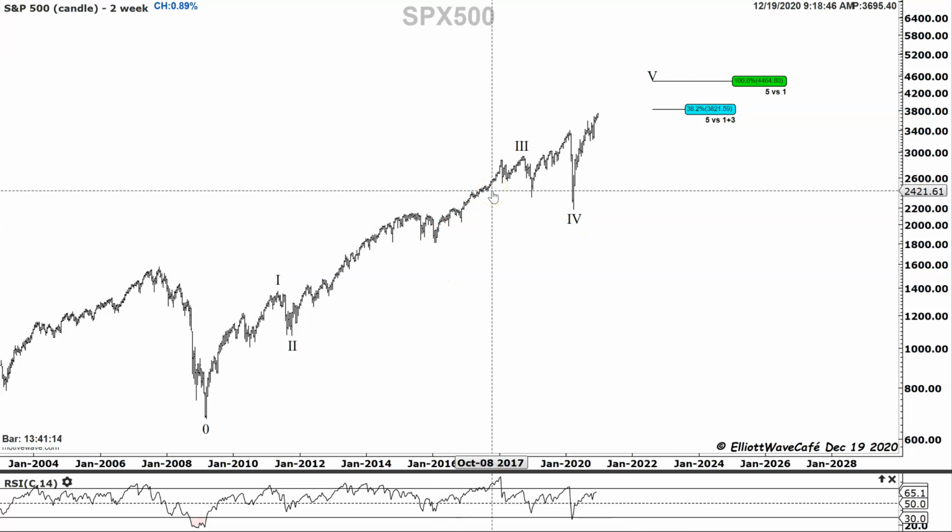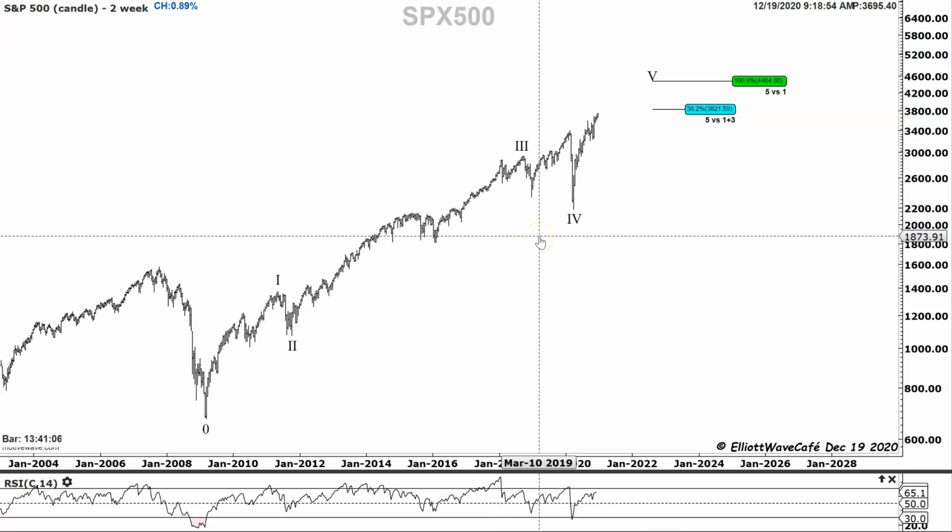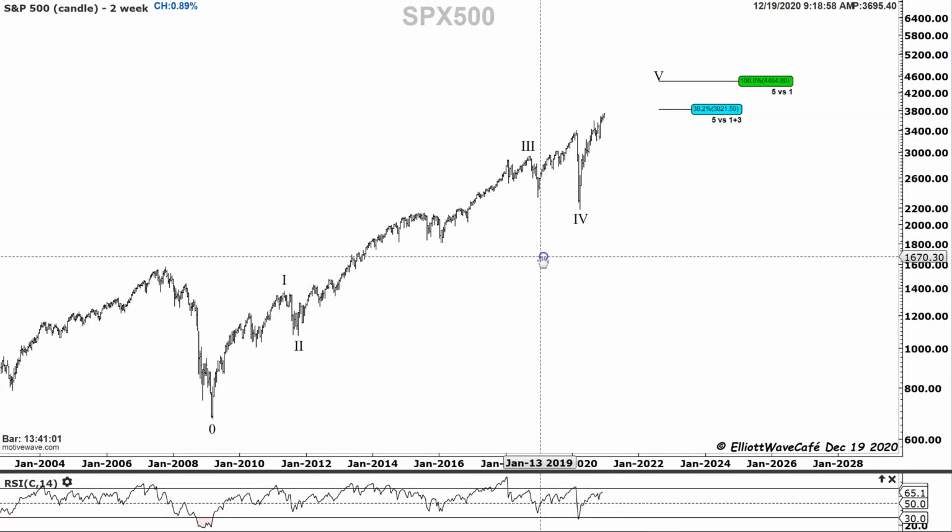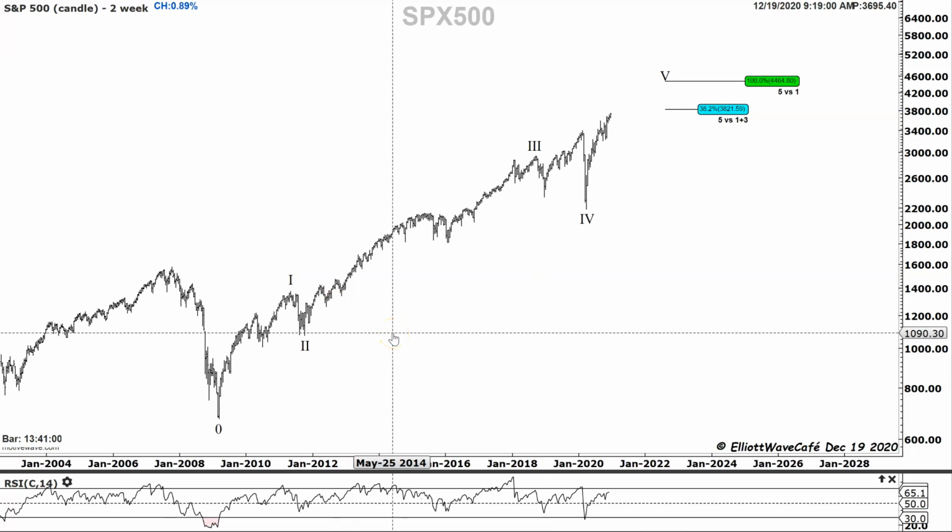We look at the structures and try to position ourselves on smaller time frames based on what we see on the counts, and try to take advantage of those moves. If you're a longer-term investor, some of these things don't really matter, but even then, having a view of where you are in the overall cycle is important.